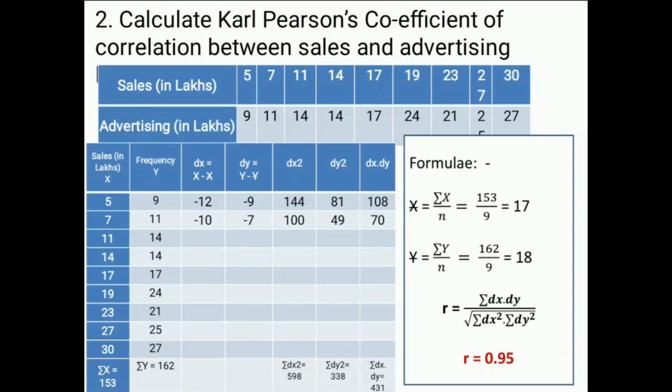Here the two variables given in the question are sales and advertisement. Sales in lakhs and advertising in lakhs are given. Let me explain the advertising values: 9 lakh rupees they have spent on advertisement, and the sales is 5 lakh rupees. The next value is 11 lakh rupees spent on advertisement, and sales is 7 lakh rupees. Then 14, 11, 14, 14, 17, 14.